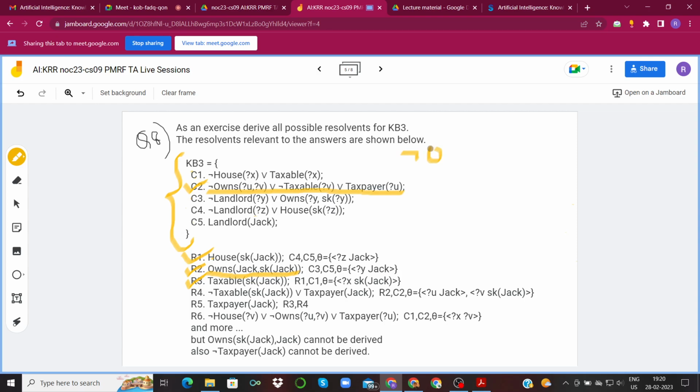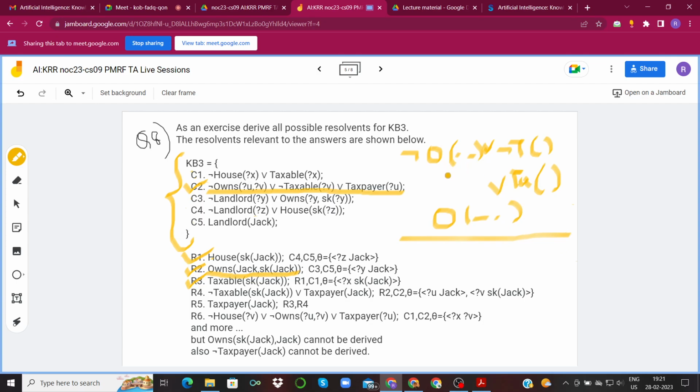So we have not owns something something, then we have or not taxable something, and then taxpayer something else. And then from R2 we have owns Jack, SK Jack.